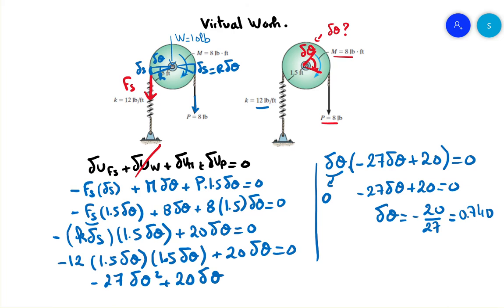42 degrees. Let me check this answer. Oh, I don't have the answer there. That's okay. So I find delta theta is equal to 42.4 degrees.